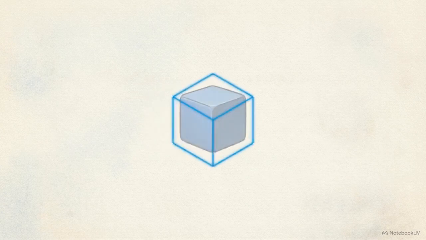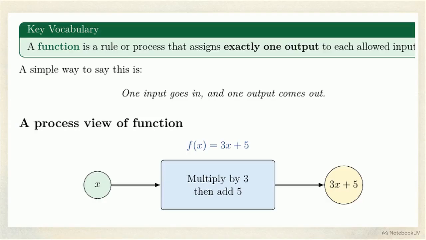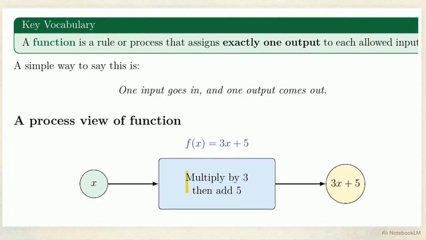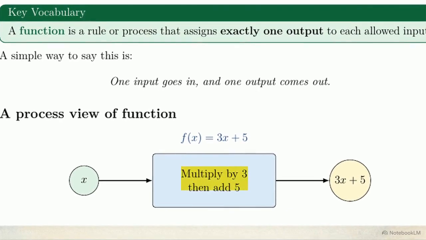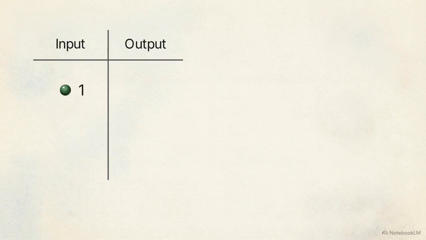Now, let's swap out our physical raw materials for numbers. We call our starting number a variable, often represented by the letter x. This diagram shows a mathematical instruction set for our machine. The rule says, take whatever number goes in, multiply it by 3, and then add 5. We can list out our results in a table. If we put in a 1, the machine multiplies by 3 and adds 5, giving us an 8. If we feed it a 2, it gives us an 11.